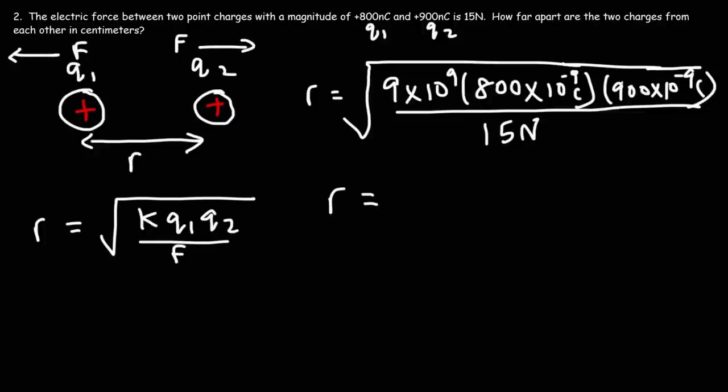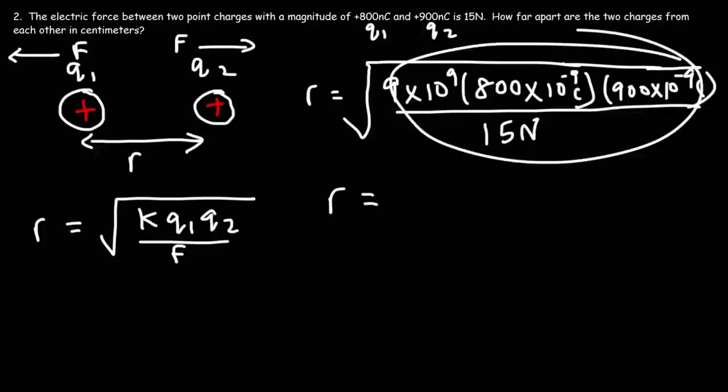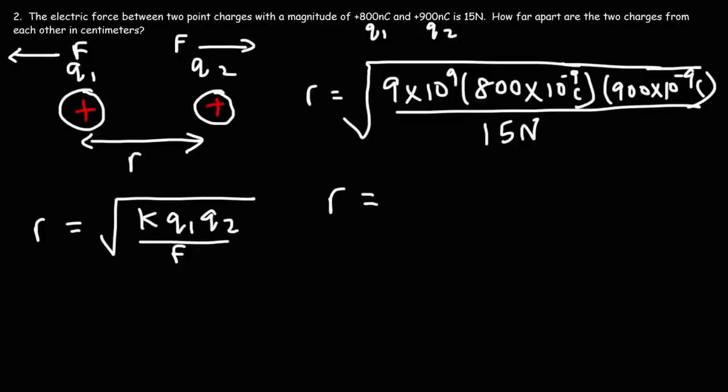Now let's go ahead and plug in these values into a calculator so we can get our final answer. So let's plug in the square root of 9 times 10 to the 9 times 800 times 10 to the negative 9 times 900 times 10 to the minus 9 divided by 15. So you should get this answer, 0.02078 meters. Now let's go ahead and convert that to centimeters, because we want the answer to be in centimeters.